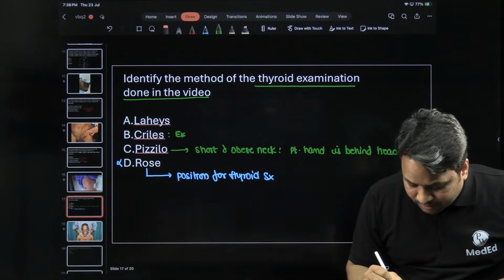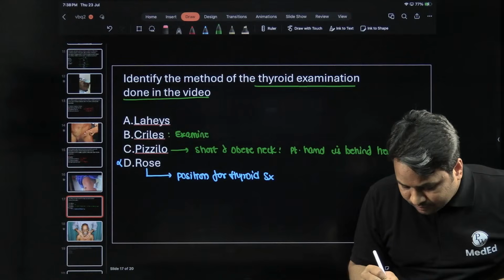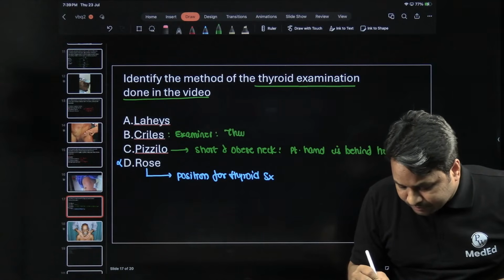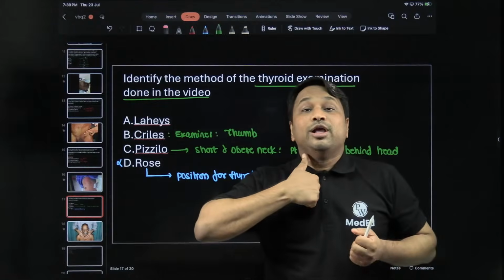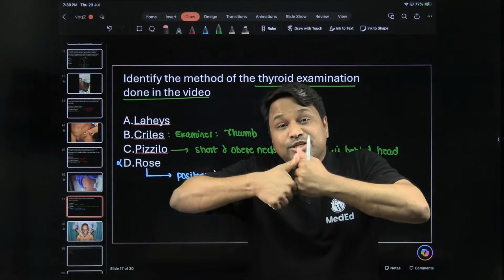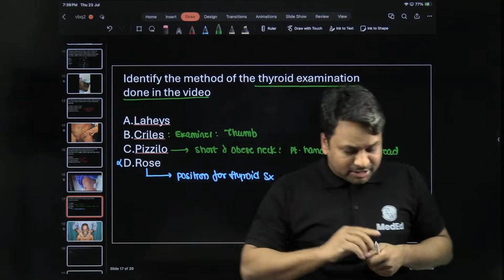So the examiner is going to use the thumb and I'll ask the patient to swallow. I'll put the thumb, I'll ask the patient to swallow and the swelling is going to move against my thumb. That is your Kryle's method.